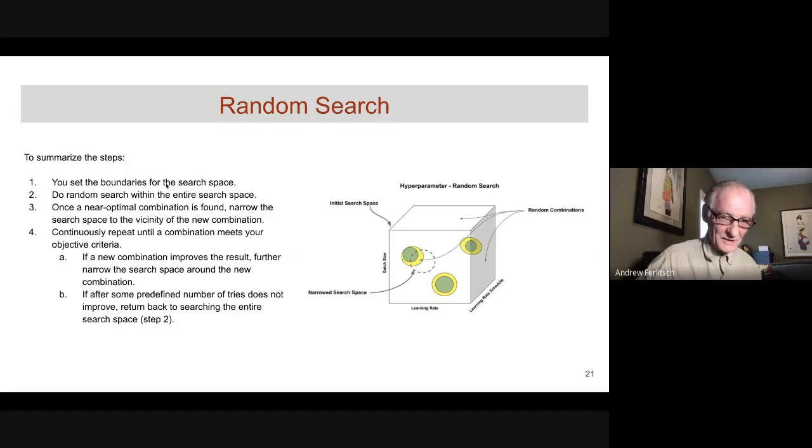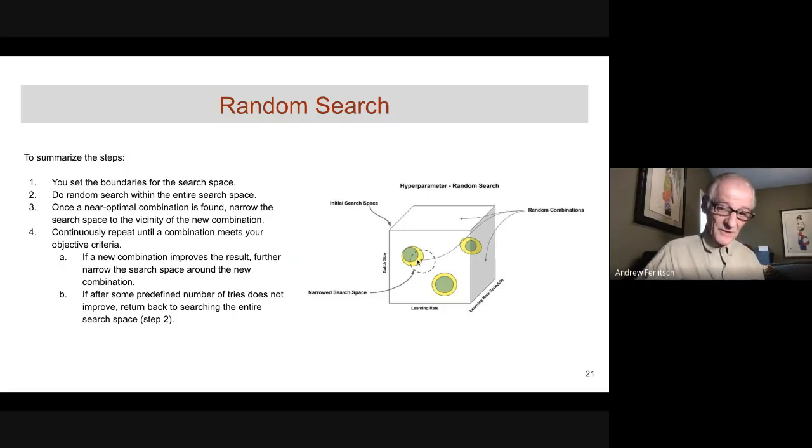So let me just go over the basic algorithm. You're going to set some parameters for the boundaries of your search space. So this box here is our boundaries. This is the volume of combinations we're going to randomly select from. We're going to do a random search within the search space. And once we're in a near optimal combination, then we're going to narrow our search space to the vicinity of that. So now it's just this instead of this whole volume. And then we do random selections within that.